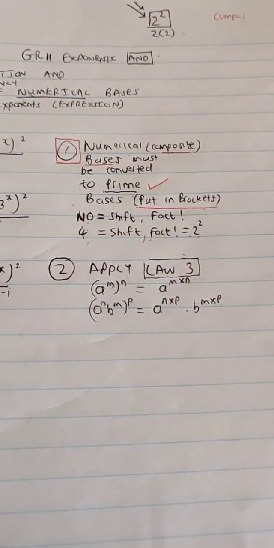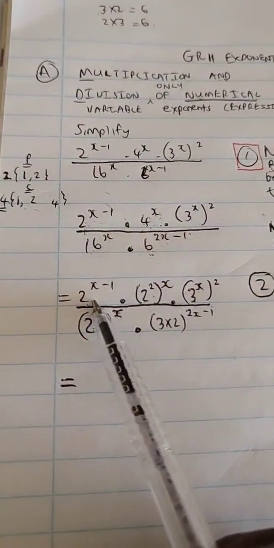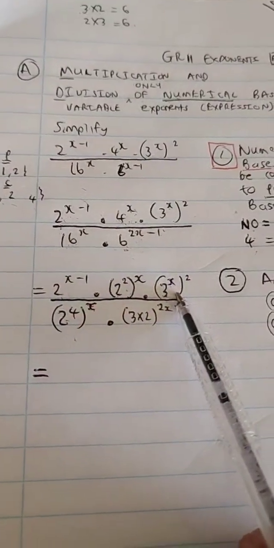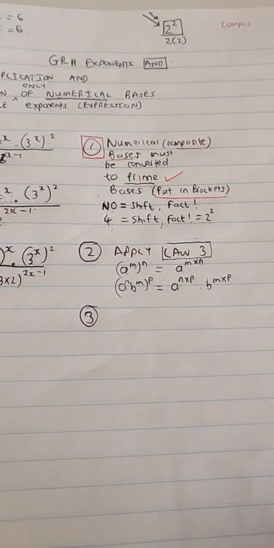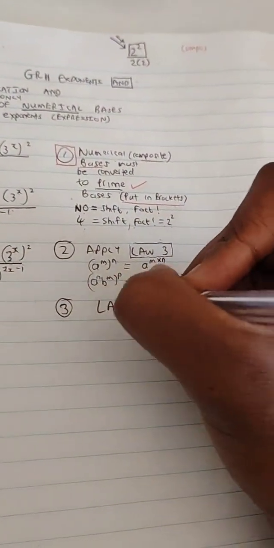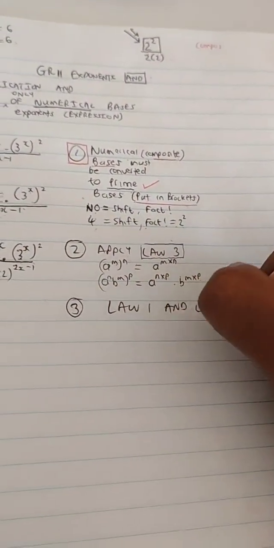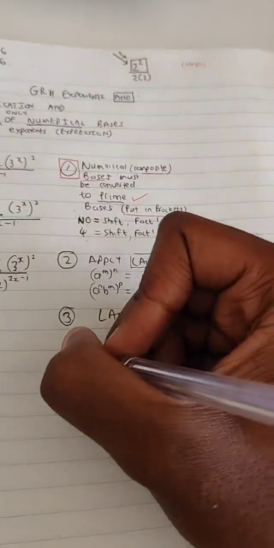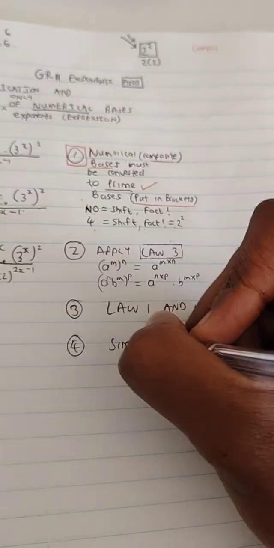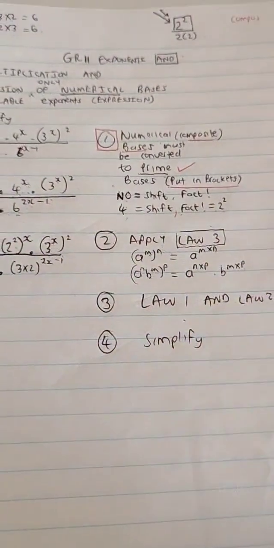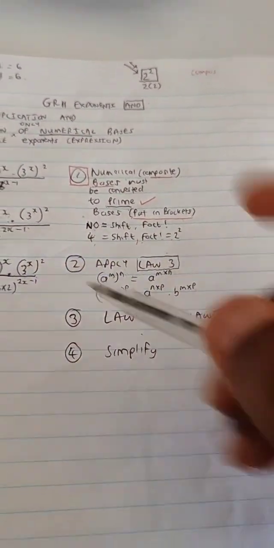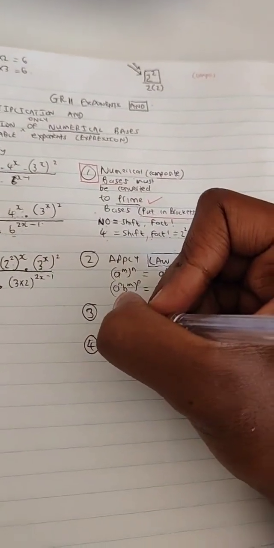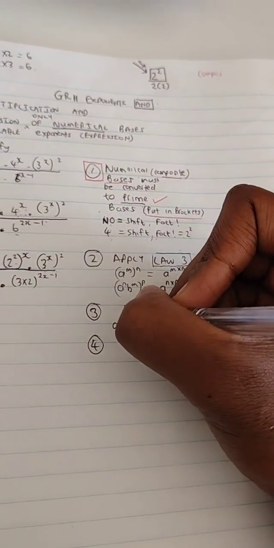We apply that now. So you are going to go now to your brackets that you have basically have, and you apply law number 3. Then after applying law number 3, you are going to apply law number 1 and law number 2 of exponents and simplify using those 2 laws. So law 3 is first. Law number 1 then is used second.